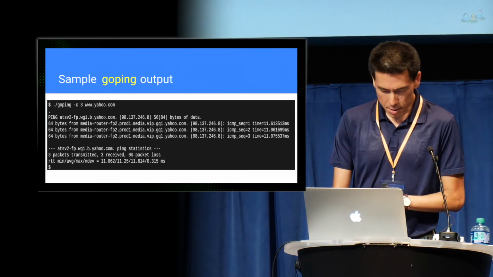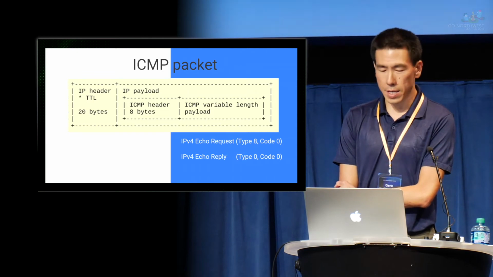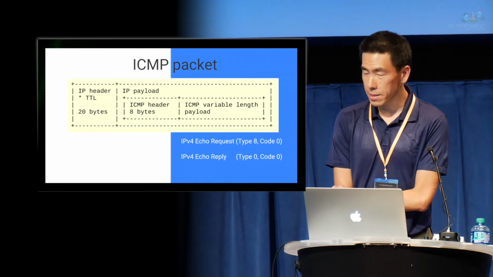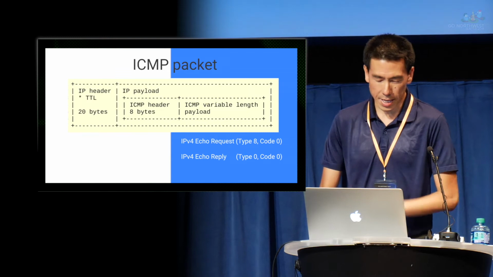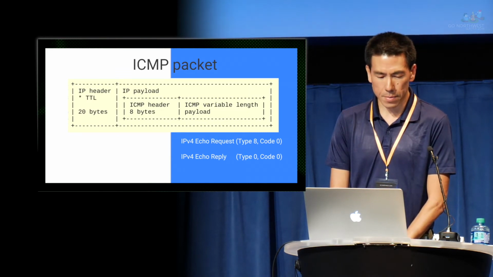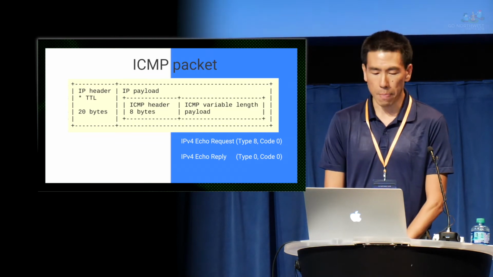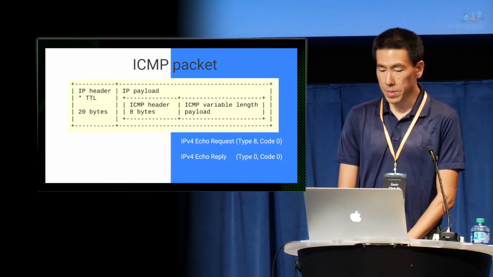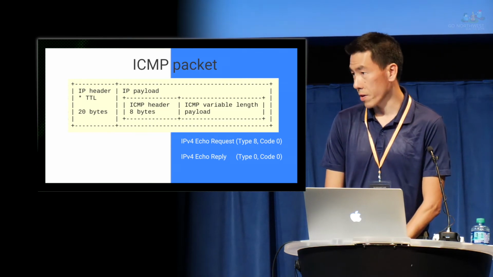And so let's go forward. So just a little bit of review of the ICMP packets. You basically have the IP header. The ICMP packet is the payload inside an IP packet. The IP header is usually 20 bytes for IPv4. And then for the payload, the ICMP header is 8 bytes. And then the data can be a variable length.